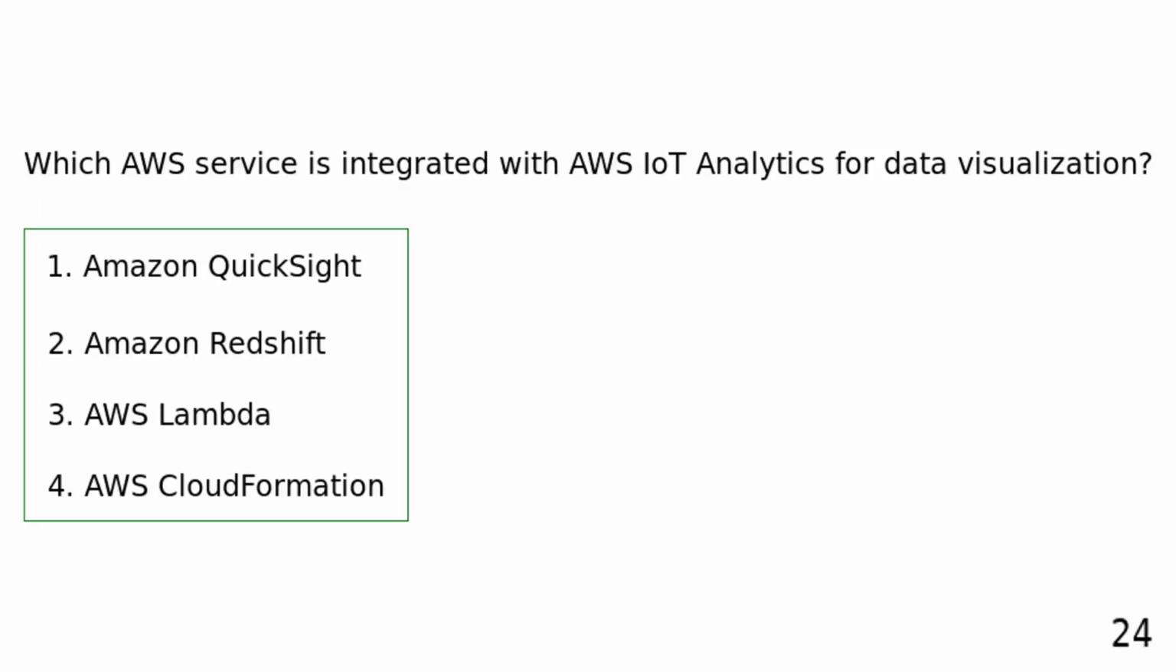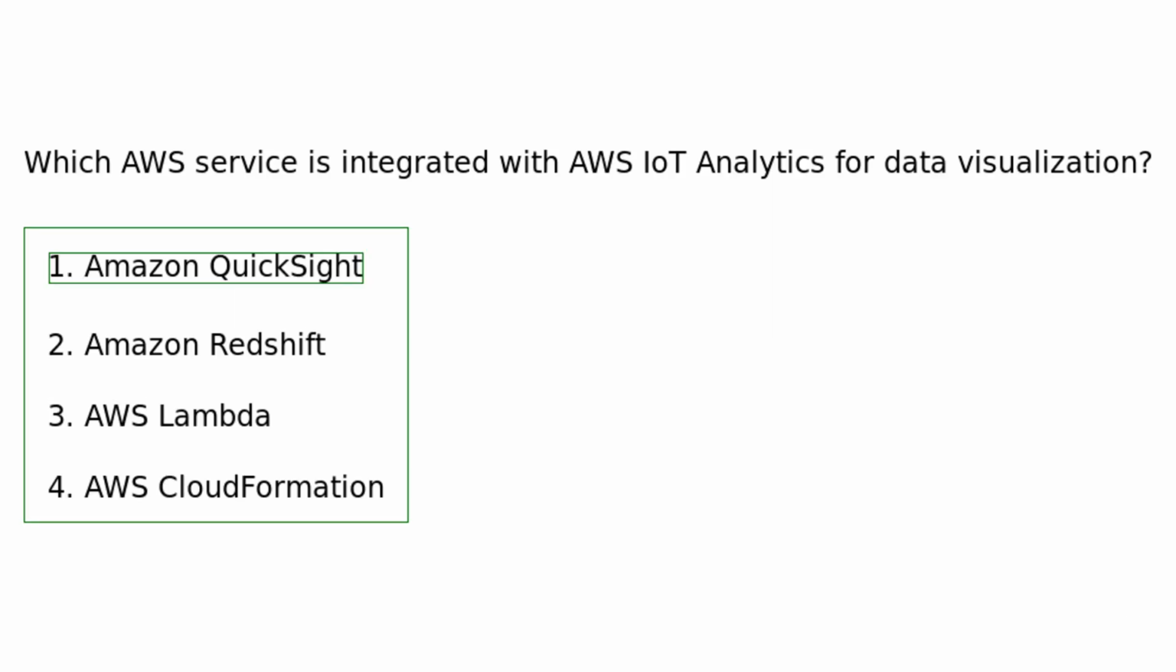Which AWS service is integrated with AWS IoT Analytics for data visualization? Amazon QuickSight. Amazon Redshift. AWS Lambda. AWS CloudFormation. Amazon QuickSight is used for visualizing the data processed by AWS IoT Analytics.